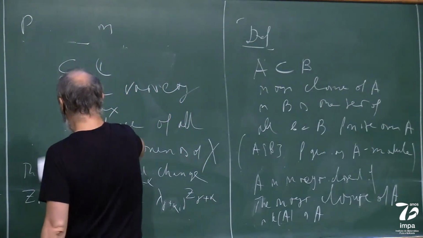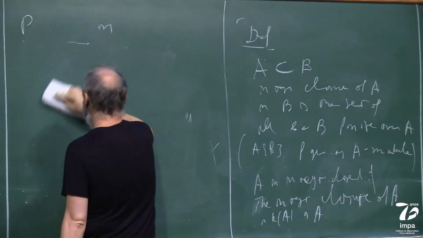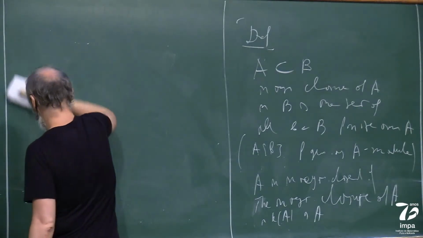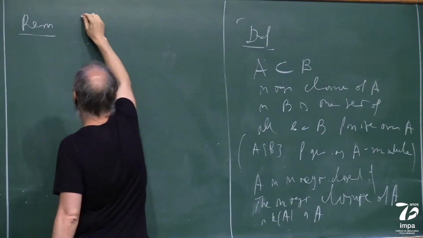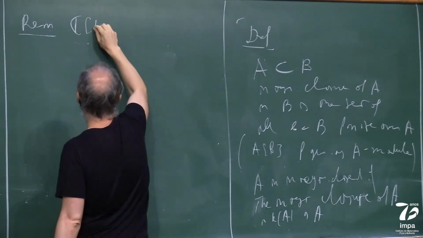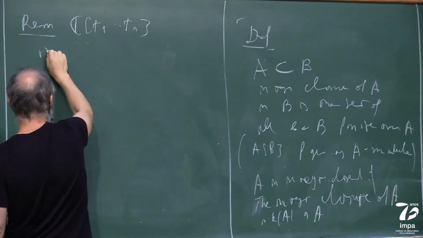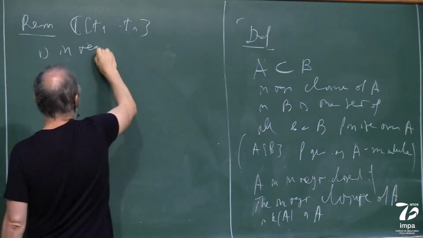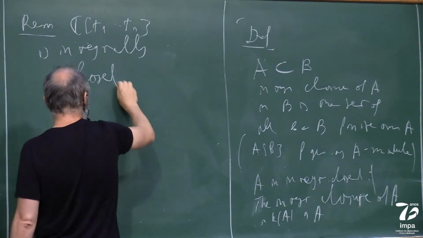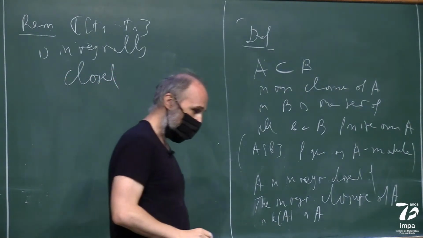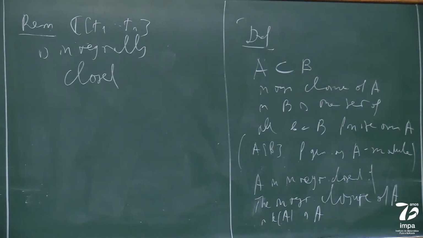Okay, and what we had last time was this most important example, which I'm going to use today as well. So remark: the ring of polynomials is integrally closed. This is because it's factorial, and every factorial ring is integrally closed always.